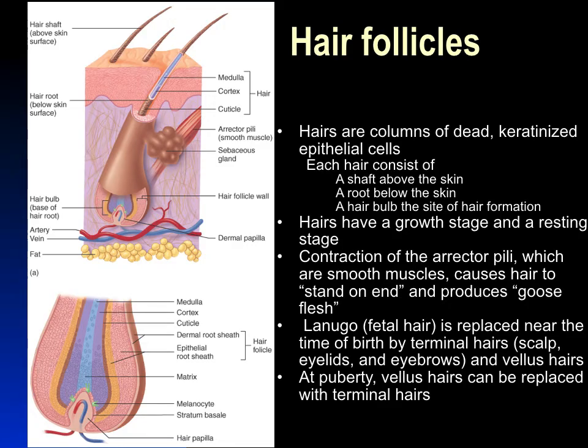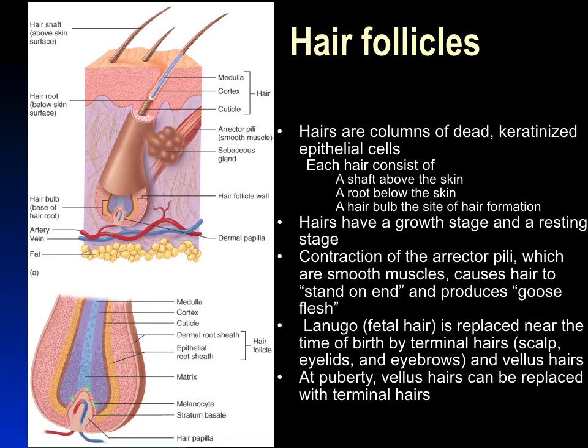Okay, one of the most important things in the skin and the dermis are hair follicles. Hair follicles are really busy structures. Hairs themselves are columns of dead keratinized epithelial cells that are glued together, or they kind of adhere to one another. The shaft of the hair is what we see above the skin, but there is a root below the skin that lies within the hair follicle, and the bulb at the base of the follicle contains the living tissue where the hair grows.